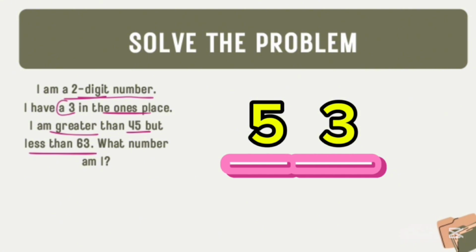I am a 2-digit number. Yes, we have a 2-digit number. I have a 3 in the ones place. We have a 3 in the ones place. I am greater than 45. Yes, 53 is greater than 45, but less than 63. Yes, 53 is indeed less than 63.